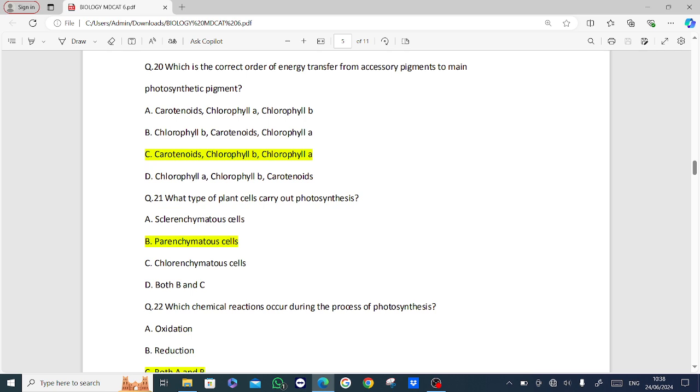Next MCQ is, what type of plant cells carry out photosynthesis? Options are sclerenchymatous cells, parenchymatous cells, chlorenchymatous cells, both B and C. Answer is option B, parenchymatous cells.